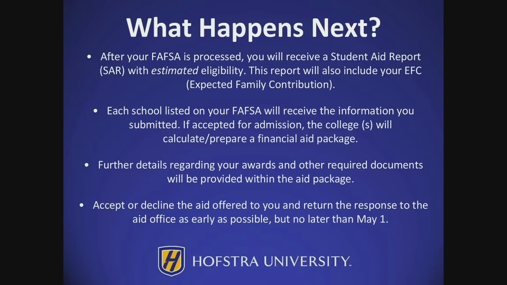What happens next? After your FAFSA is processed, you will receive a Student Aid Report, or SAR, with estimated eligibility. This report will also include your EFC, or expected family contribution. Each school listed on your FAFSA will receive the information you submitted. If accepted for admission, the colleges will calculate and prepare a financial aid package.